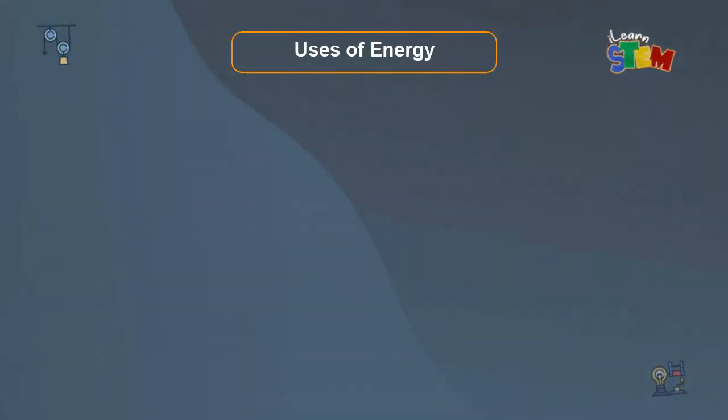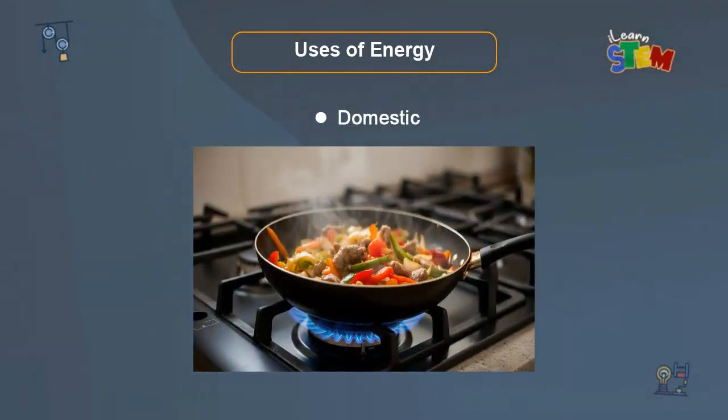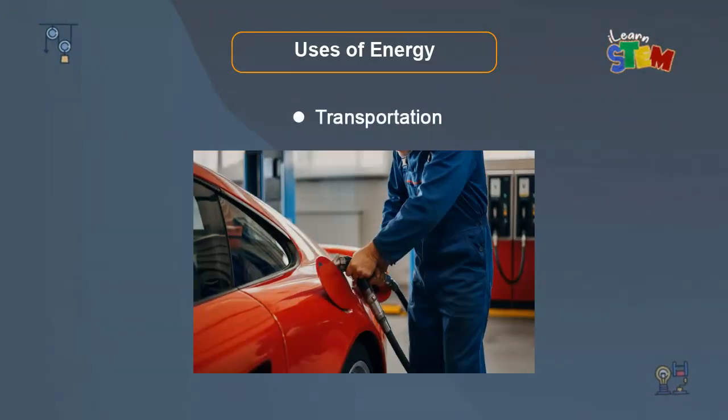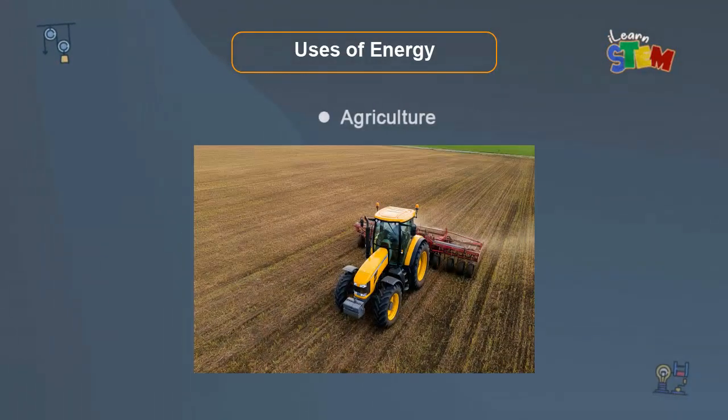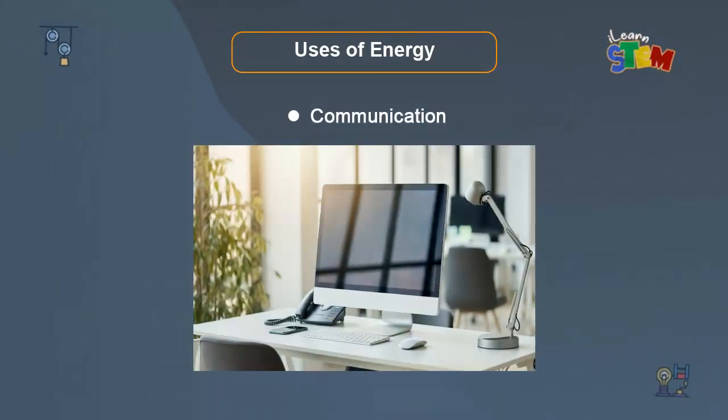Now, let's talk about how we use energy. Energy is vital in our daily lives. Here are some uses of energy. Domestic, it helps with cooking, lighting, and heating. Transportation, it fuels cars, trains, planes, and ships. Industrial, it powers machines and production. Agriculture, it runs irrigation systems and tractors. Communication, it powers phones, computers, and broadcast devices. Energy is everywhere in our daily lives.